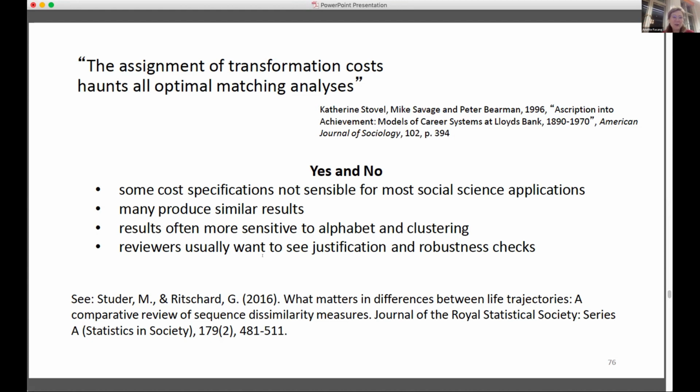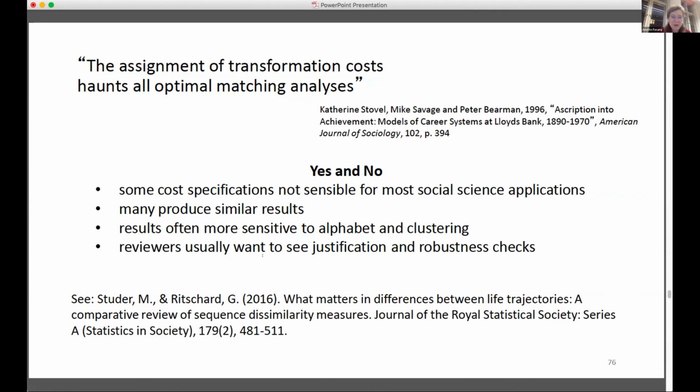One of the core criticisms was that these transformation costs are completely arbitrary, and you just make something up and then something results, but you cannot really validate if this is statistically sound. One of their quotes was, "The assignment of transformation costs haunts all optimal matching analysis." In the early papers, you see that people go to great lengths to justify their costs and try to link them to theory and make up specific substitution costs, that substituting to some states is more expensive than others, and how this can be justified.